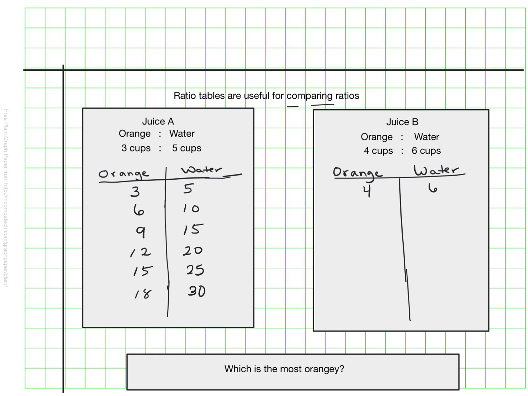And I'll do the same thing on the other. So I know if I have 8 cups of orange, I would need 12 cups of water. 12 cups of orange would use 18 cups of water. 16 cups of orange, 24. 20 cups of orange, I need 30 cups of water. And actually, I'm going to stop there because I noticed these both have 30 cups of water.